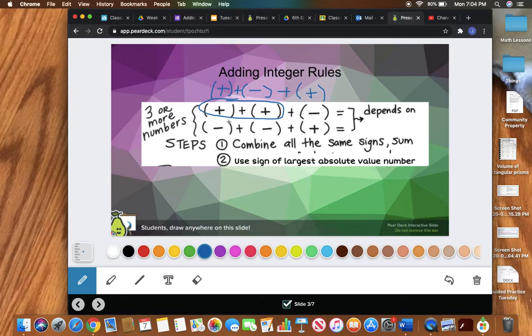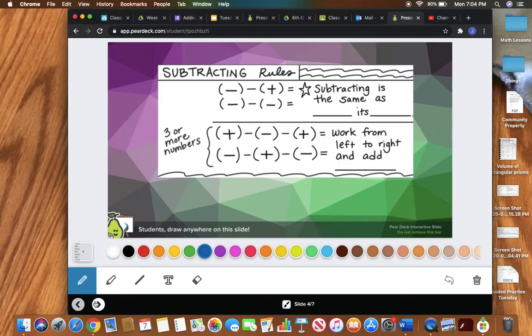And in the case of this one, I would combine all my negatives together before I add by a positive, okay? Well, in this case, subtracted by the negative. So I'm going to show you guys what I mean by that in this next slide. So I'm going to go over the subtracting rules.